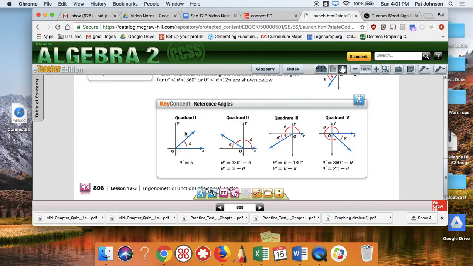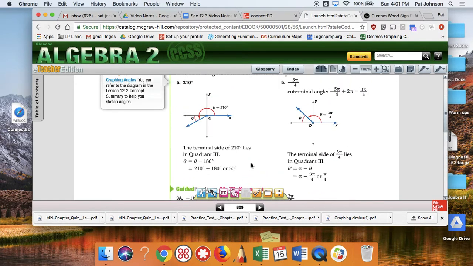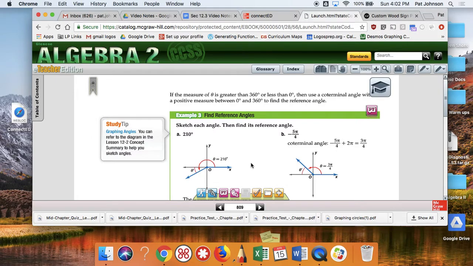Okay, so if we look at our picture, in quadrant 1, they're the same. In quadrant 2, it's going to be 180 degrees minus theta. So if theta is 120, it's 180 minus 120, or pi minus theta if it's in radians. If it's in quadrant 3, to find your reference angle, you take theta minus 180, or theta minus pi. If it's in quadrant 4, you're going to take 360 minus theta, or 2 pi minus theta. So this is your general formula for finding the reference angle, if you're not sure how to do it. If the measure of theta is greater than 360 or less than 0, we use coterminal angles with positive measures between 0 and 360 to find the reference angle.